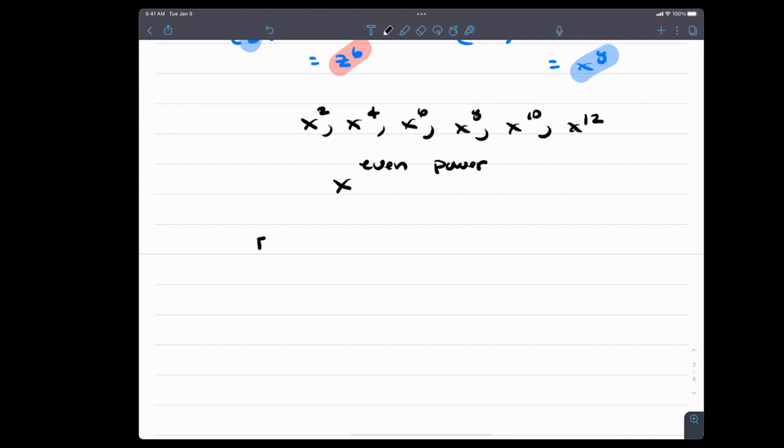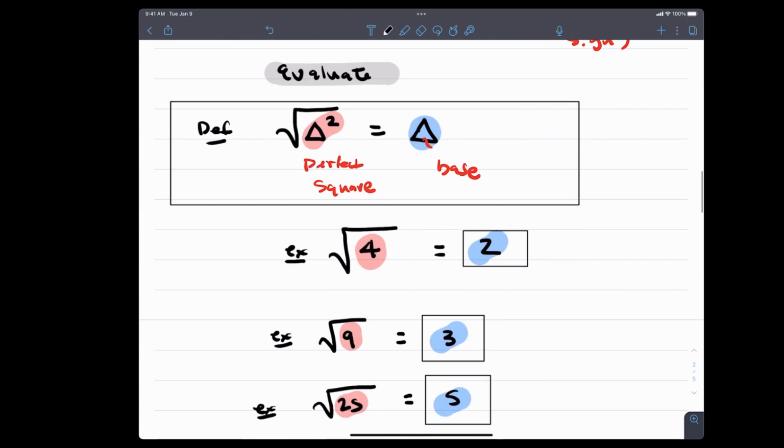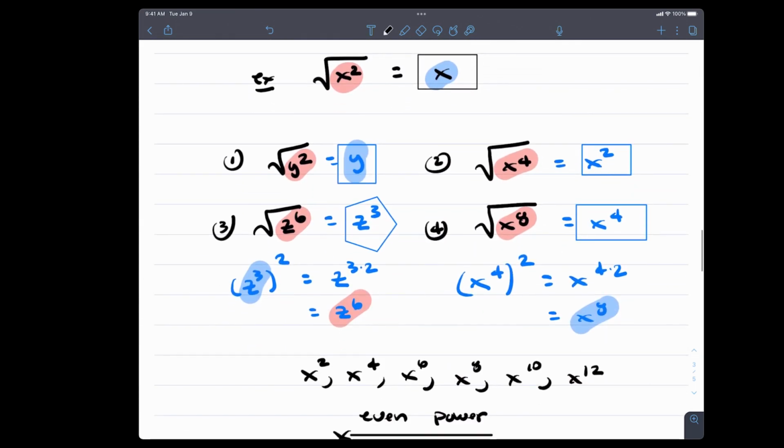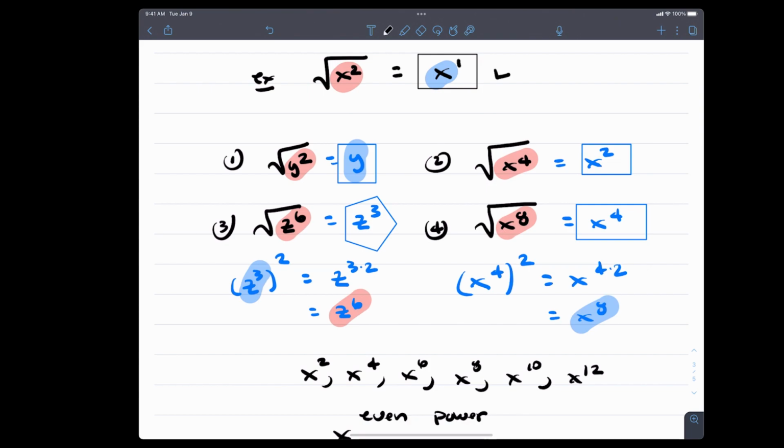So here's a powerful fact I'm going to give you. You can take the square root of x to an even power. You know what it will always be? What do you think it'll be? See if we see a pattern. What's the square root of x squared? That's just x. That's really x to the first power, by the way.